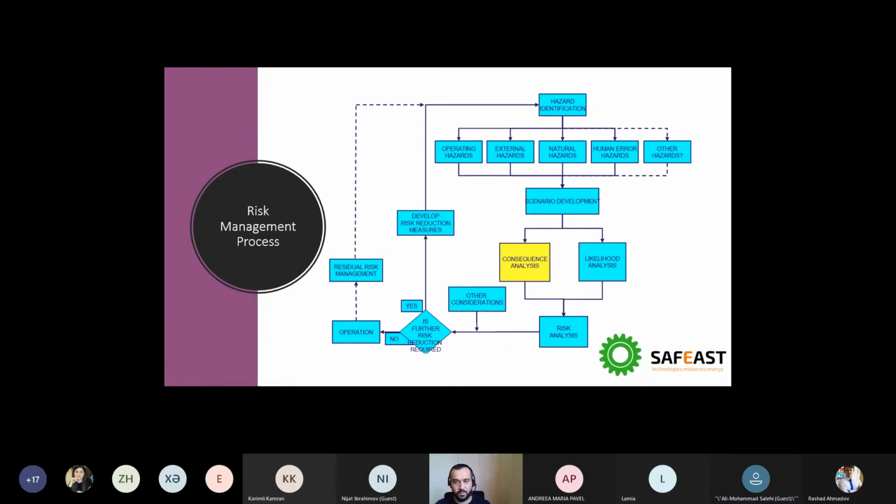As you may remember, we said that once you identify your hazard, to be able to identify your risk, you should know your consequence and the likelihood of the event happening. And today, within the risk management process framework, we will talk about consequence analysis: how we should do consequence modeling, what techniques are available, and what mathematical, empirical, or computational models are available to carry out consequence modeling.